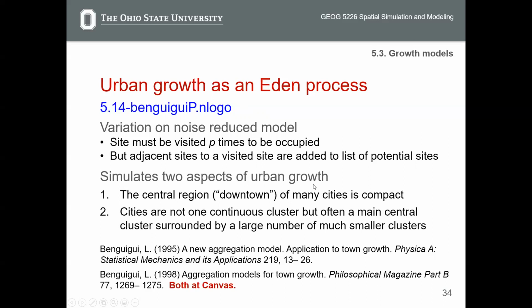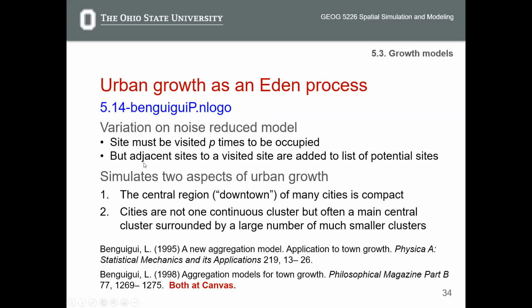So it simulates two aspects of urban growth. Firstly, the central region, the downtown of many cities, is compact. Okay, this is actually the result of the first rule here, the very basic rule of the noise reduction model. A site must be visited p times to be occupied. These sites will form the core of the city, the downtown of the city. And the cities are not one continuous cluster, but often a main central cluster surrounded by a large number of much smaller clusters. This is implemented by the second rule of the model, okay?